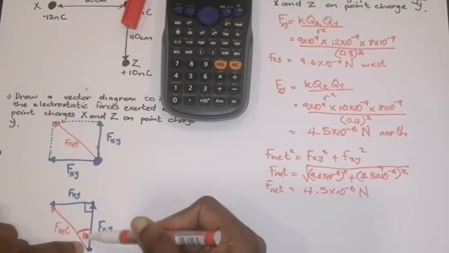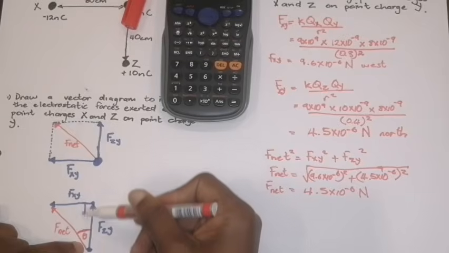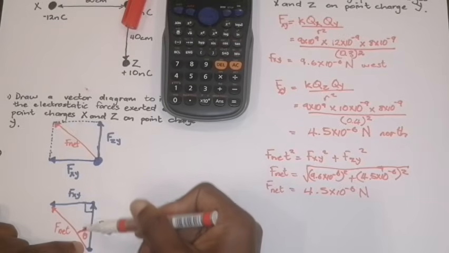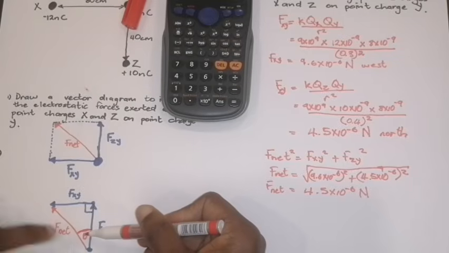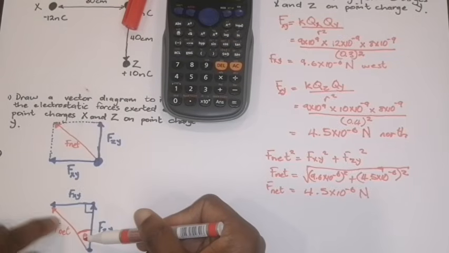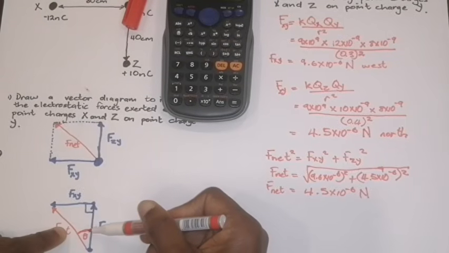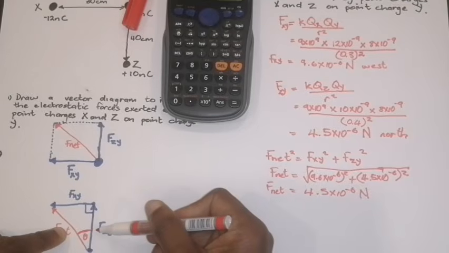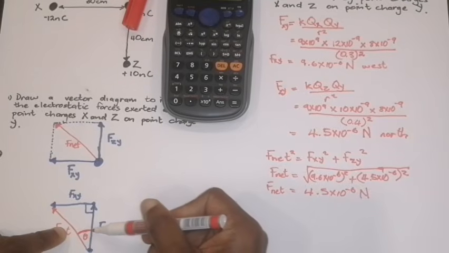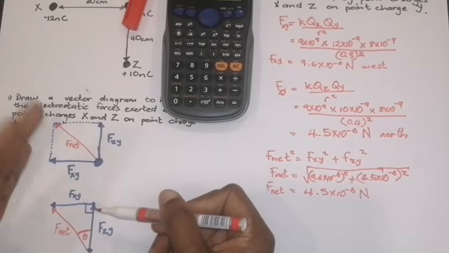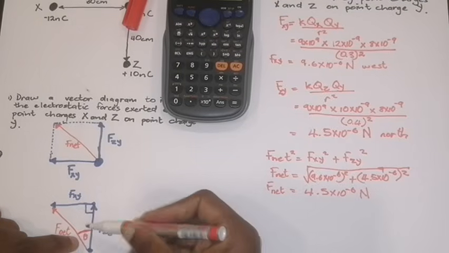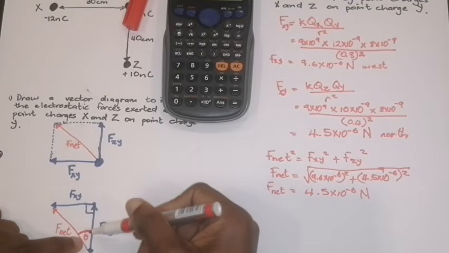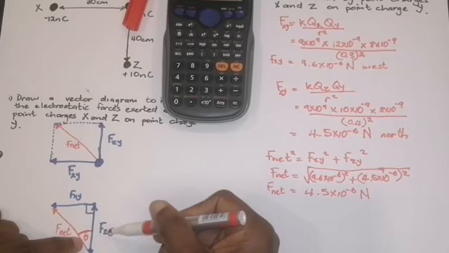In this case, from this angle, where is Fxy? It's opposite to that angle. And this one, we know, is always called the hypotenuse, isn't it? On this side, Fzy is actually next to the angle. We normally use adjacent. So in this case, I've got the opposite side and I've got the adjacent side.